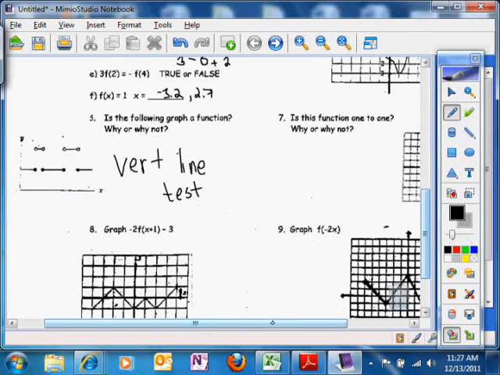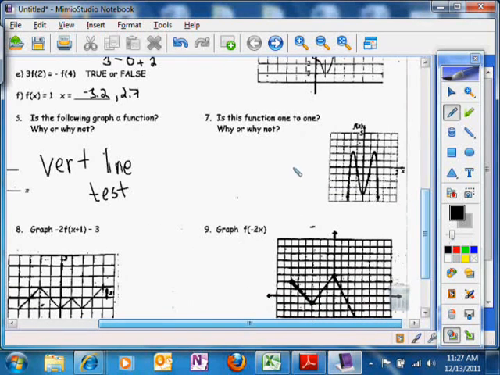Number 7 is this function 1 to 1? Use a horizontal line test. And when I write these certain things down, you will need to refer back to your note cards if you forgot what those things were.